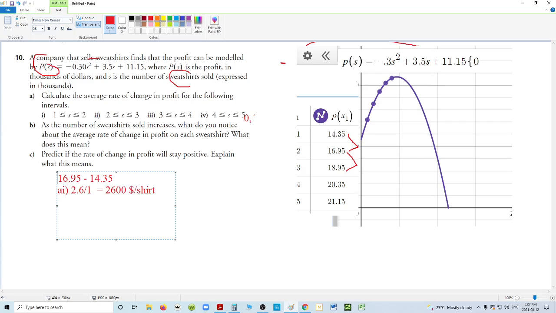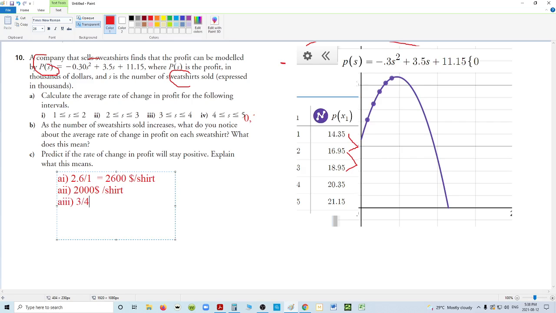At A2, our delta y is 18.95 minus 16.95, which is 2. And remember, it's $2,000 per shirt. Now, why did the profit decrease there? Well, because as we're approaching our peak, the number of shirts don't yield us as many dollars. We were making lots more money in the beginning, and that could also reflect demand. As more people have our shirts, fewer people have to buy it.